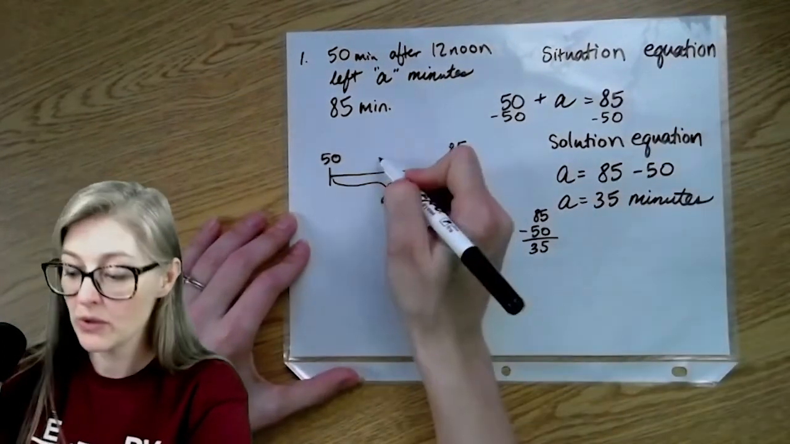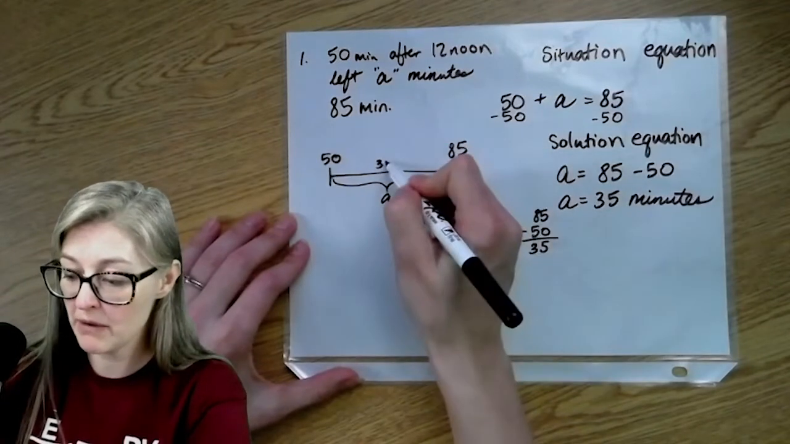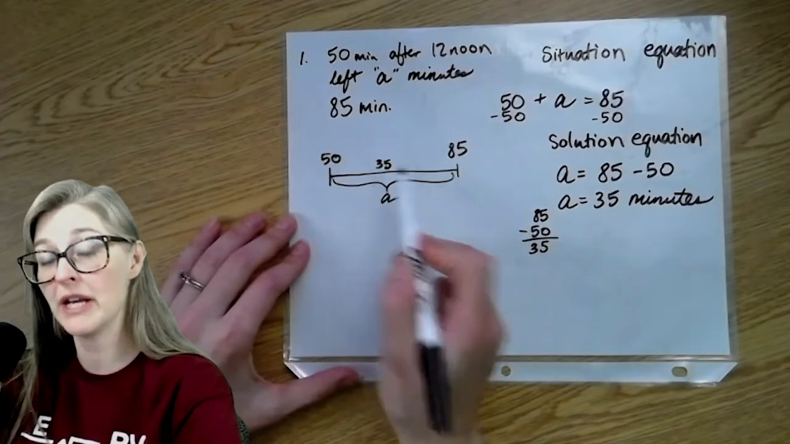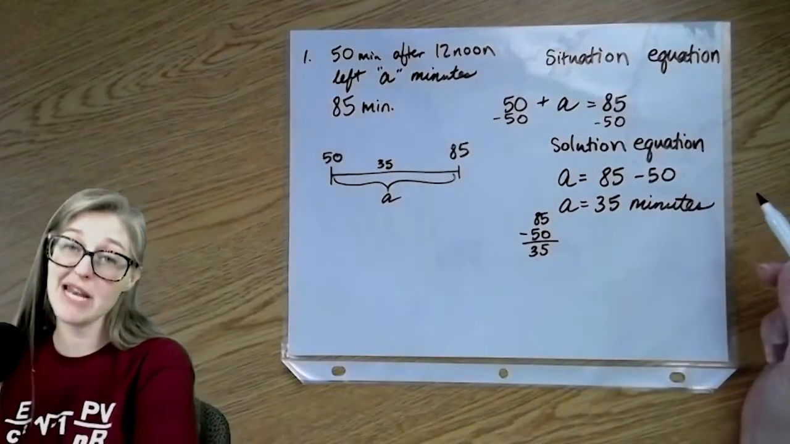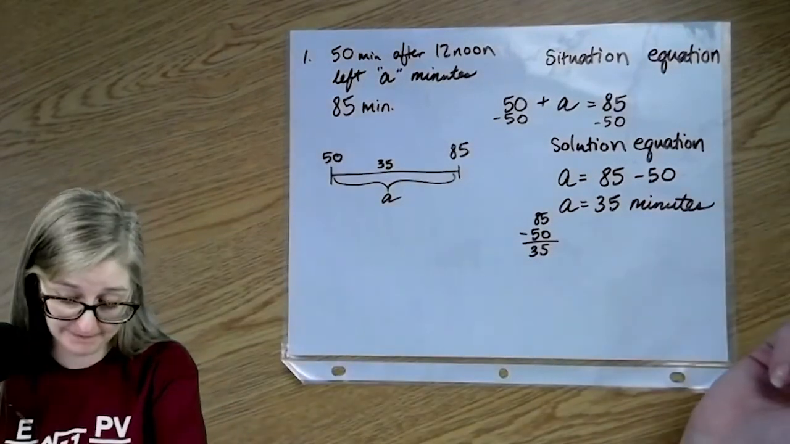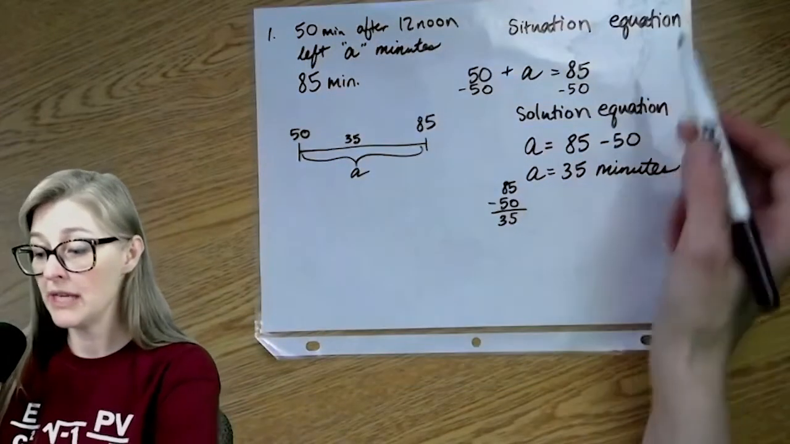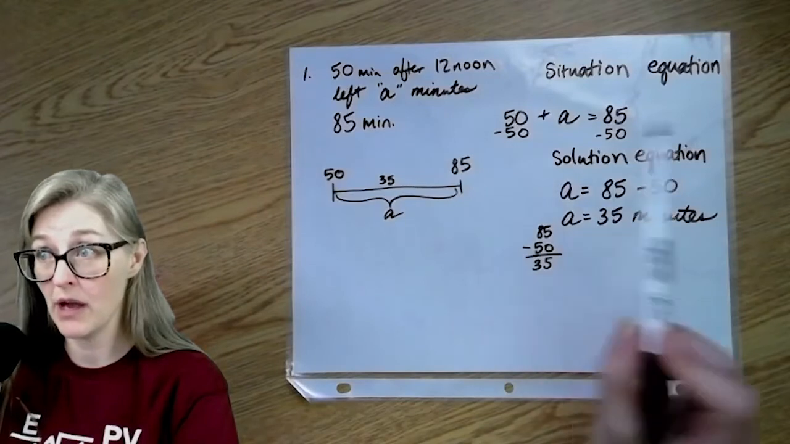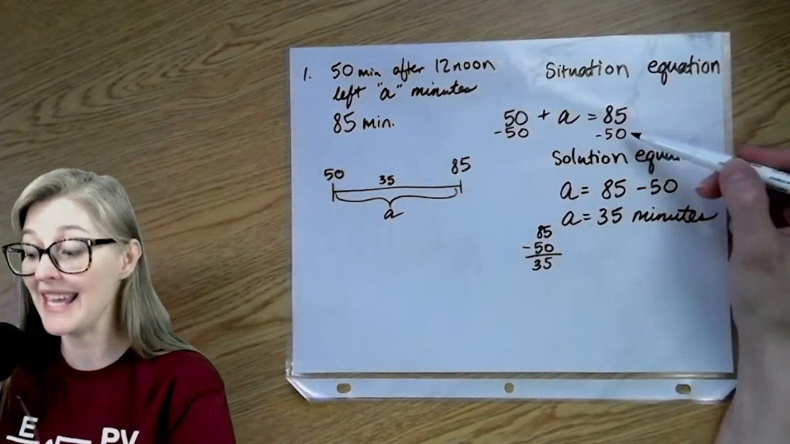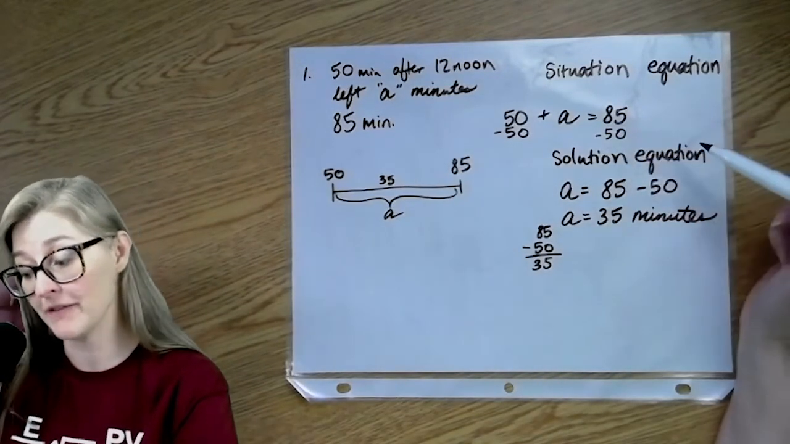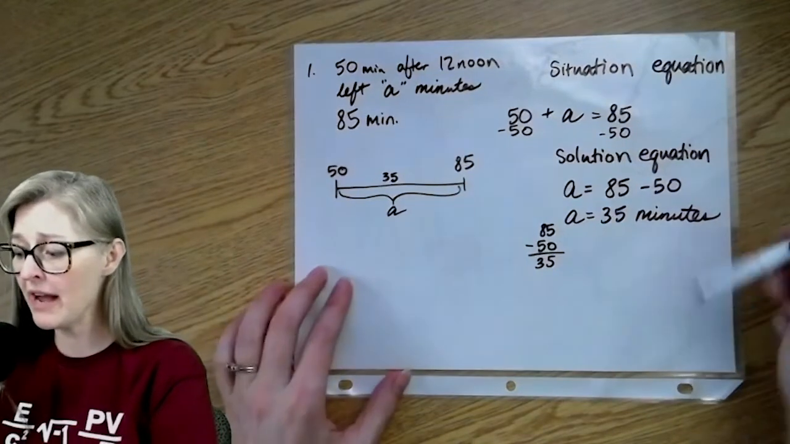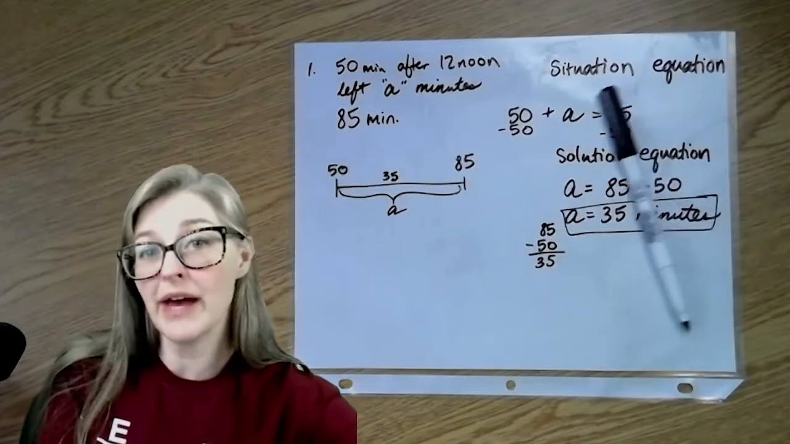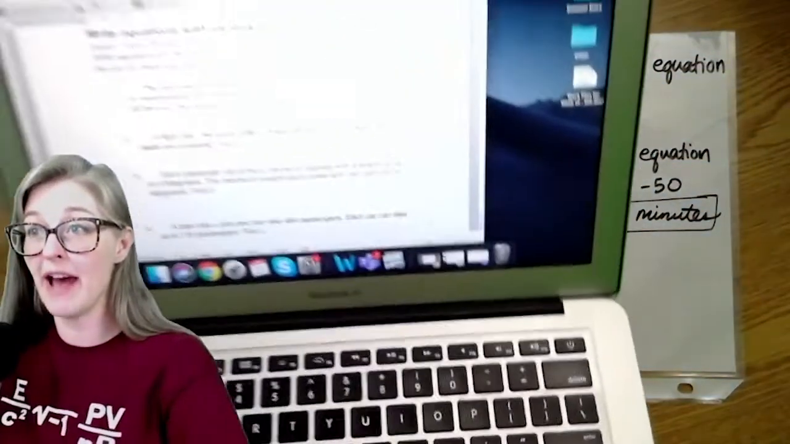minutes. So in order to get from 50 on my number line to 85, I had to travel an additional 35 minutes of maintenance delay. So this is an addition problem to start out with, but I solved it by using the inverse operation of subtraction. Now I've figured out my answer. A equals that maintenance took 35 minutes.